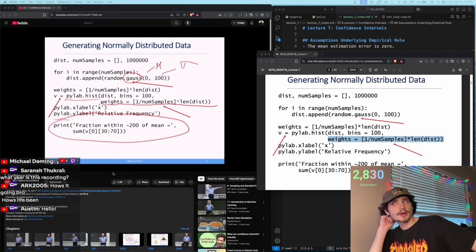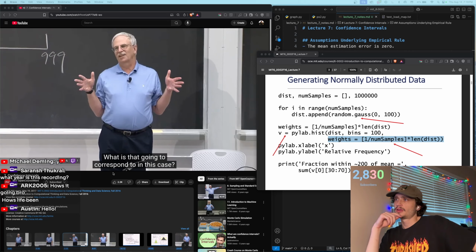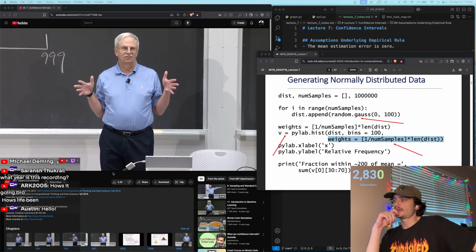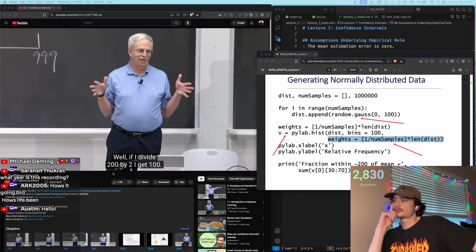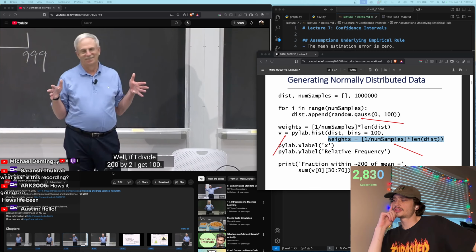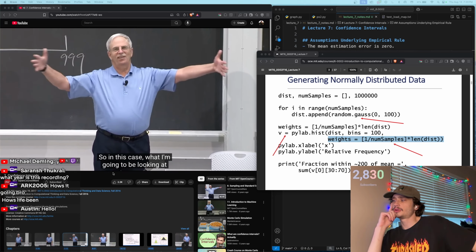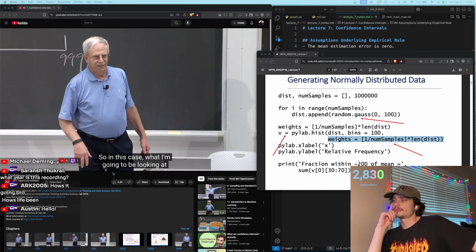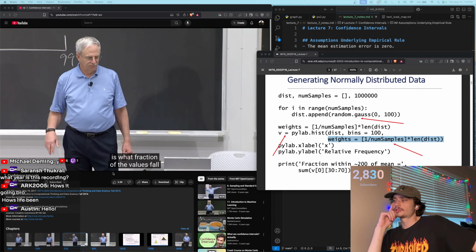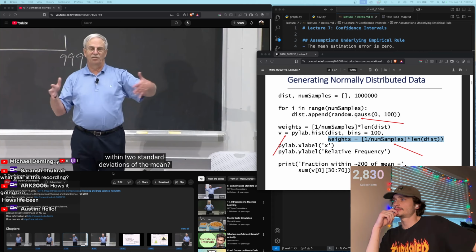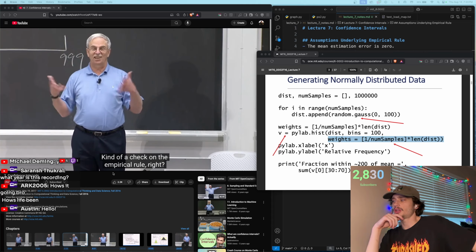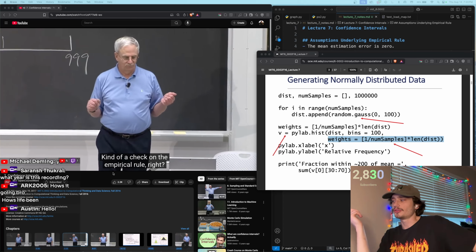For a fraction within about 200 of the mean. Now why would I want to look at the fraction within approximately 200 of the mean? I'm taking the return value from the histogram, the first item in the tuple. What is that going to correspond to in this case? Index 30 through 70. Slice 30 through 70. Well, if I divide 200 by 2, I get 100. The sum of the list, and the standard deviation, right? So in this case, what I'm going to be looking at is what fraction of the values fall within 2 standard deviations of the mean. Kind of a check on the empirical rule, right? If you have 100 values.